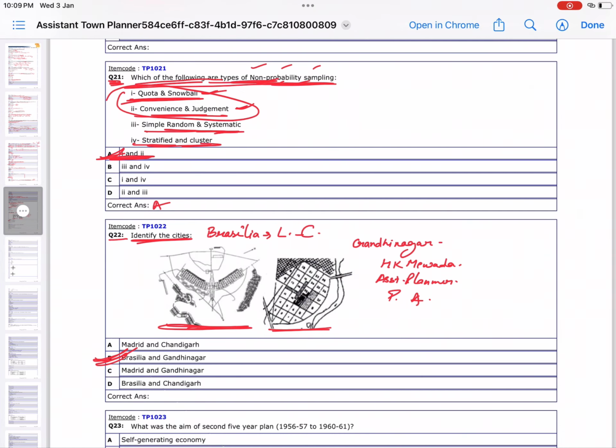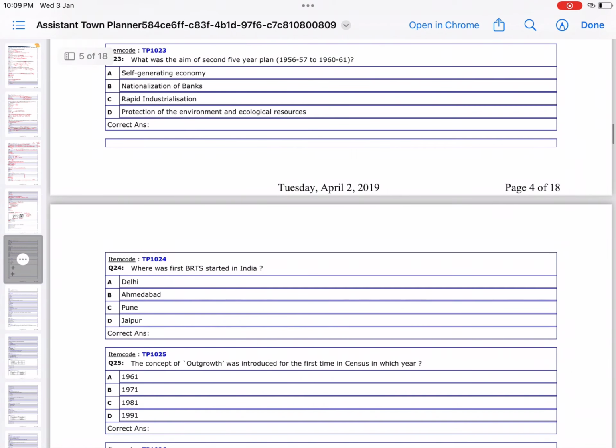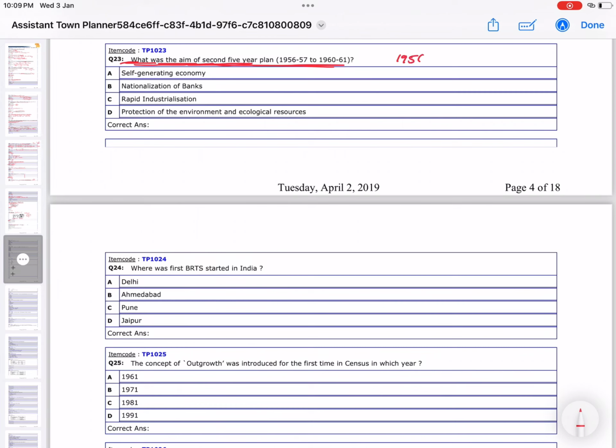Question number 23. What was the aim of the second five-year plan, which started in 1956? The second five-year plan was for rapid industrialization. But the first five-year plan, which came in 1950, had the aim of agriculture. Question number 24. Where was the first BRTS started in India? It started in Pune.